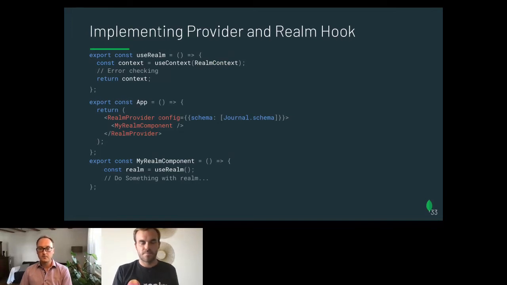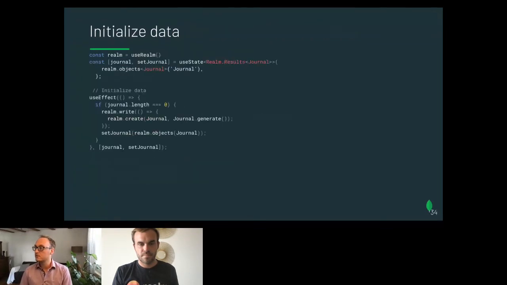I would recommend making a hook for this called useRealm or something similar, where you can have error checking and any sort of extra logic that you need when you're accessing that Realm here, and have that return that context for you to use.